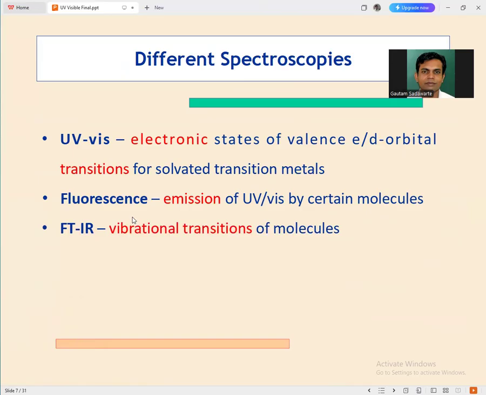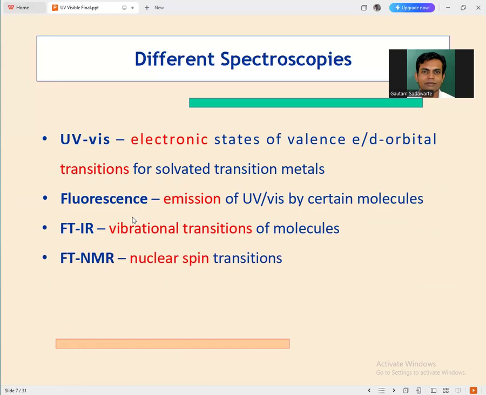Then FTIR, now that is IR. In that case, it is the vibrational transition of a molecule. The molecule undergoes vibration, so there are stretching vibrations as well as bending vibrations. Again, stretching vibrations are of two types, and bending vibrations are also of two types. We will see IR in detail later on.